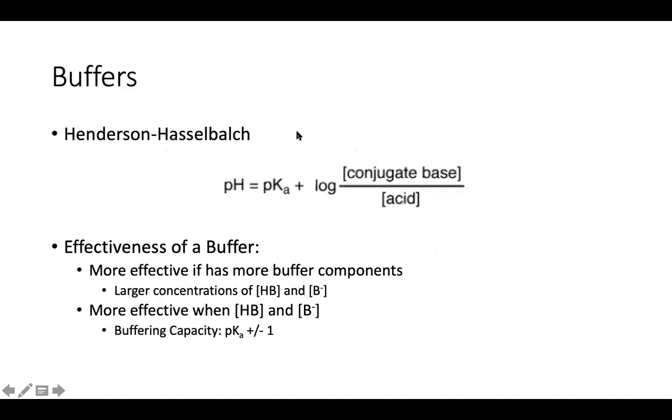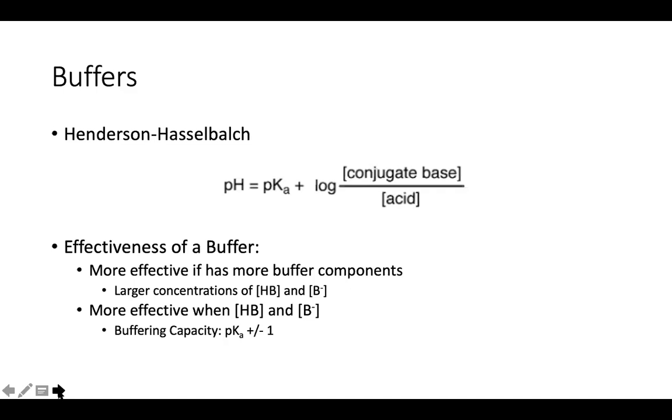Okay, Henderson-Hasselbalch equation here. And then just some last notes, the effectiveness of a buffer. If you have more buffering components, so larger concentrations of your acid and conjugate, that makes it a better buffer, more effective. And then remember that your buffering capacity, right? Every single buffer system can only buffer a small pH range. And we say that that range is the pKa of that acid plus or minus 1.